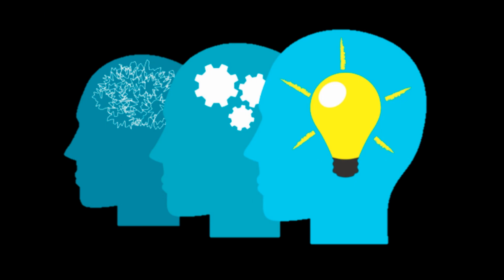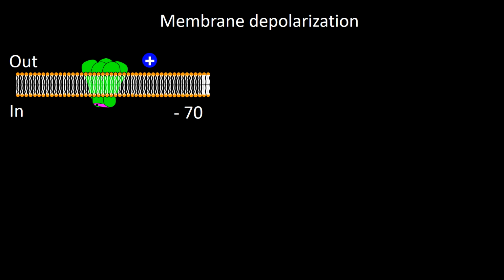Understanding ionic and capacitance current is paramount to understanding action potential propagation. I will first talk about ionic current. In this frame, I have represented a patch of cell membrane. The green structure represents a gated sodium or calcium channel with a closed gate. The membrane potential is -70. The circle with the plus sign represents a cation, sodium or calcium.